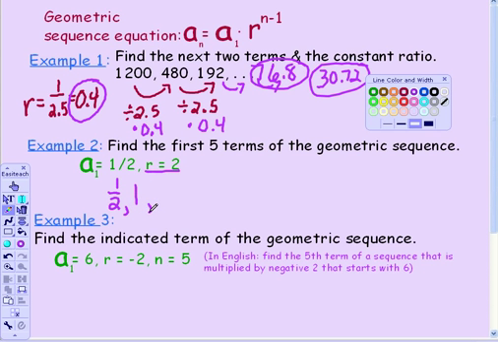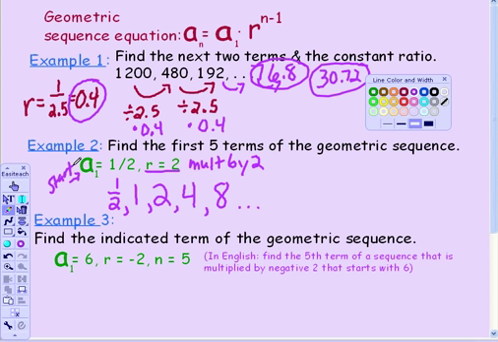1 times 2 is 2. 2 times 2 is 4. And 4 times 2 is 8. Those are the first 5 terms in this geometric sequence. Again, they were found by multiplying by 2, since that was the R value. And the A sub 1 told us where to start.